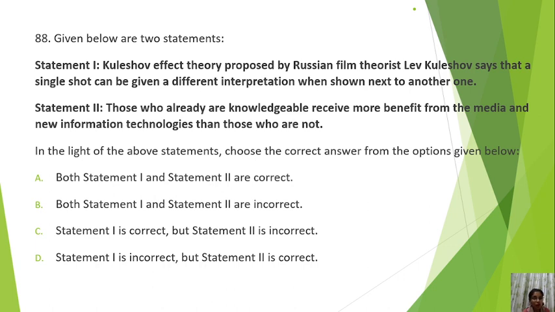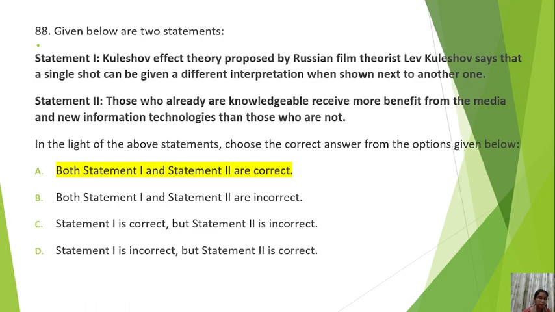Then second is, those who already are knowledgeable receive more benefit from the media and new information technologies than those who are not. It is true. People who are more knowledgeable, they are more comfortable with new technology. They benefit more. You can see this in your household also. The younger generation seems to be using digital money, digital transactions, and social media platforms more, and they are benefiting from it more than their parents or grandparents. So it is true. So both the statements are correct.